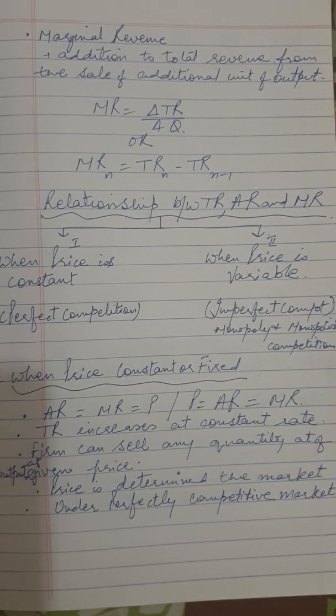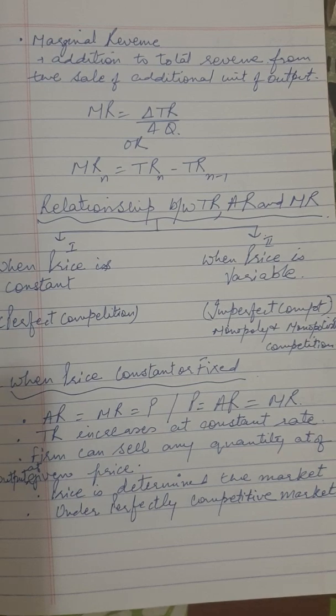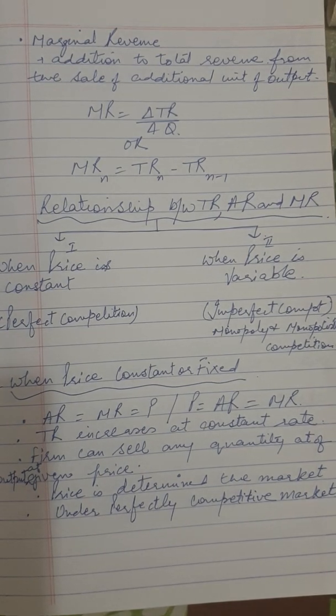So the relationship between TR and MR can be studied under two headings. First one is when price is constant, and second situation is when price is variable, because these three are interrelated, interconnected. But these can be studied under two variations: when price is constant or fixed, and when price is variable, that is, price changes. When price is constant, that condition is known as fixed price, and that market is known as perfect competition. Same way, when price is variable, then it is known as imperfect competition.